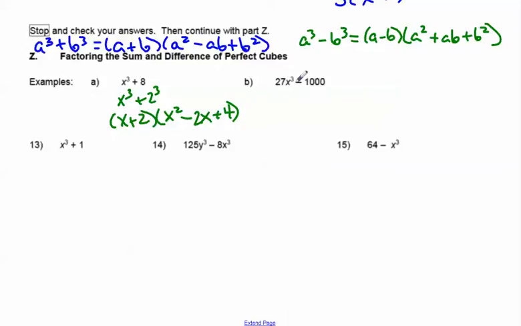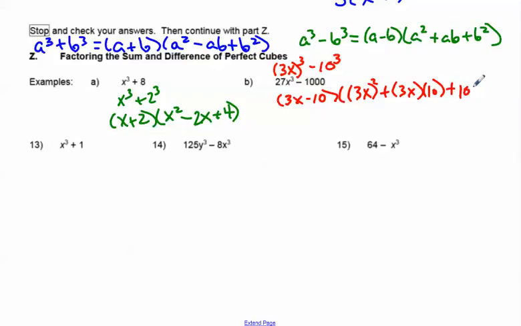Okay. In this one, I want to rewrite both numbers as cubes. So some number to the third power is 27. Try a few things out, but you will find it's 3. And then some number to the third power is 1000, that's 10. So we're using the a cubed minus b cubed pattern. My a is 3x and my b is 10. So I have 3x minus 10. Then I have the square of 3x plus a times b, so that would be 3x times 10. And then the square of 10.